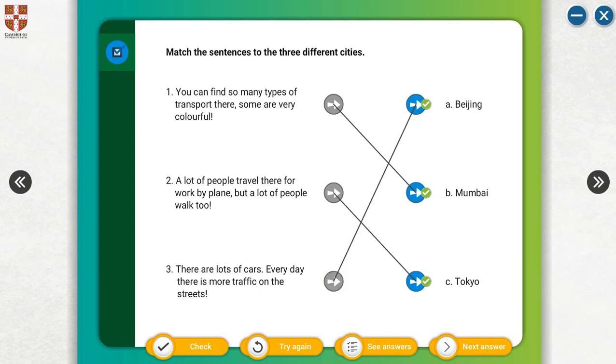There are lots of cars every day. There is more traffic on the streets because they have the most population in the world. India and China have the most population in the world, and they have more traffic jams on the streets. So this is a big problem for them. Okay, now I'll pass this exercise.